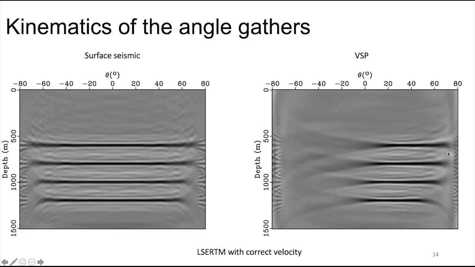We then transform the subsurface offset common image gathers into angle domain common image gathers using slant stack. Since the migration velocity model is correct, the events in the angle gathers are flat for both surface seismic survey and the VSP survey. However, only positive angles are present in the VSP survey. This is because the subsurface image points are on the left-hand side of the receiver line in the VSP survey.